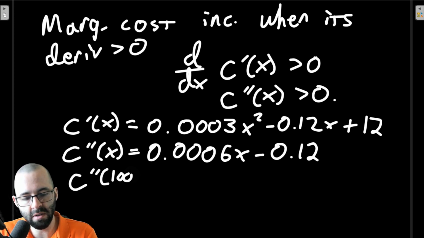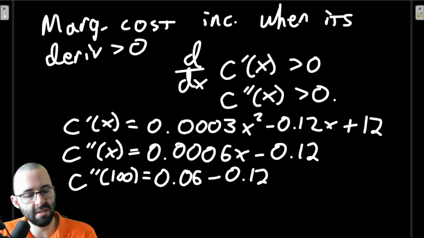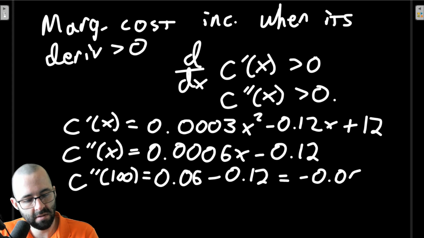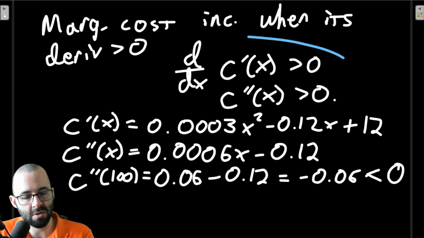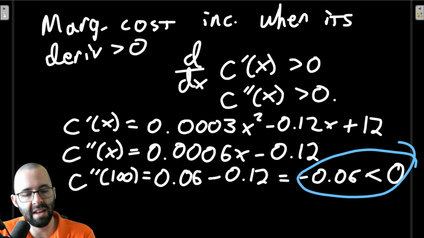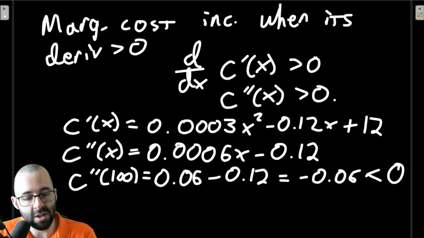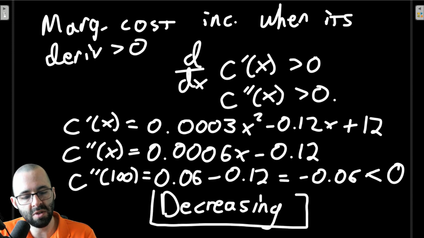So let's look at the function value when x is equal to 100. Plug in 100, that'll move the decimal over twice. Minus 0.12. This is negative, right? This is negative 0.06. I can do these weird decimal math in my head. So the marginal cost is increasing when the derivative of the marginal cost is positive. Here the derivative of the marginal cost is negative. So the marginal cost is decreasing at this production level when we're producing 100 units.